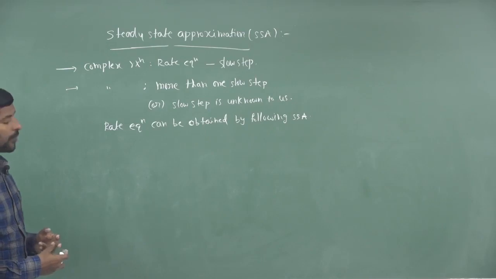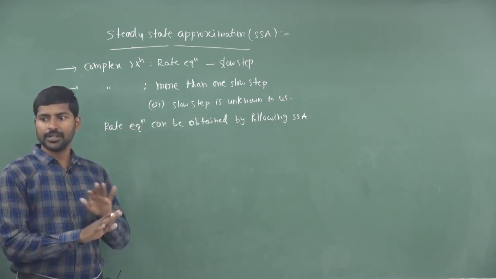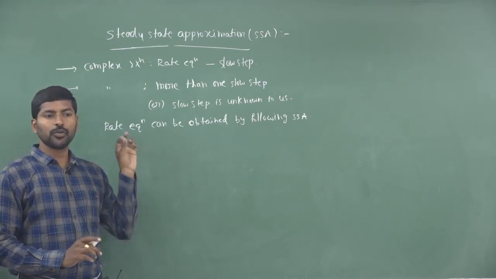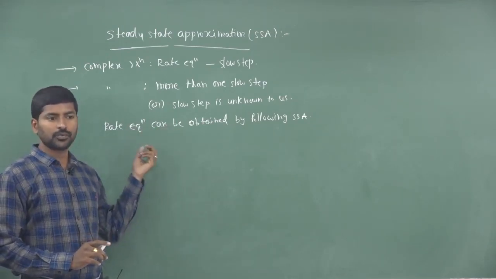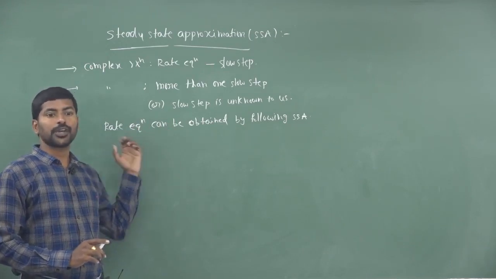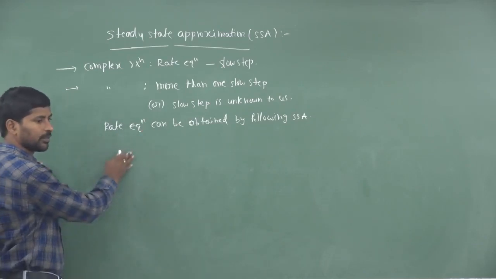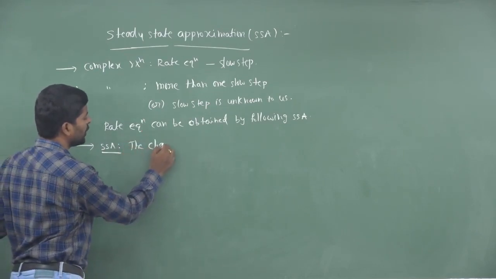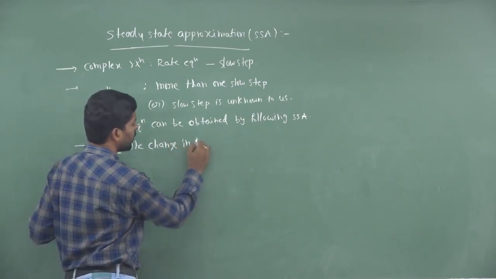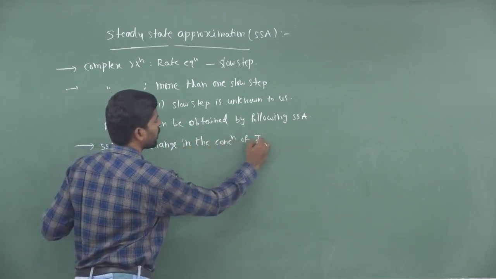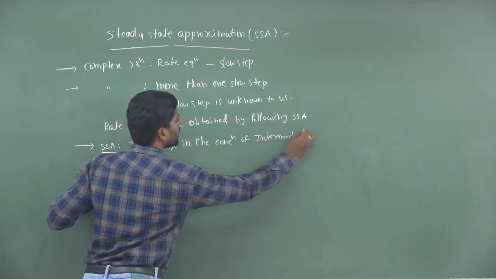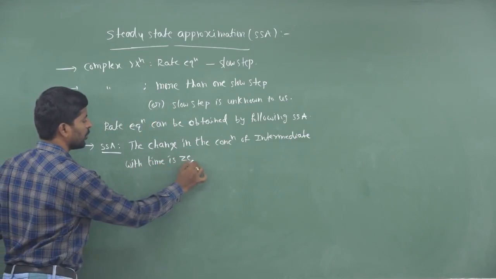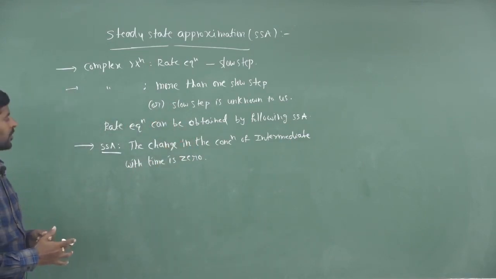If more than one step is a slow step, or the slow step is not mentioned in the given mechanism, which step is slow is not mentioned, in such cases we follow the steady state approximation. Generally, we follow with respect to the product formation step. Later we see examples also. Now, what is steady state approximation? According to the steady state approximation, the change in the concentration of the intermediate with time is 0.